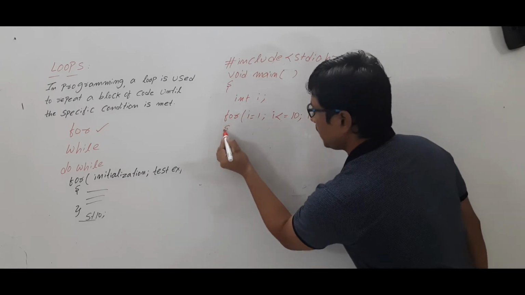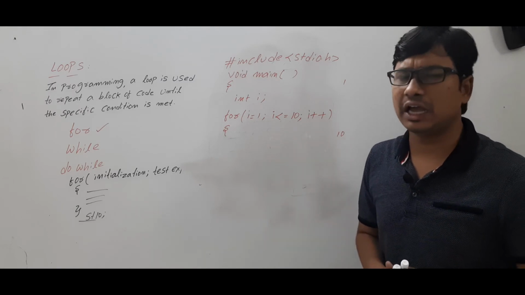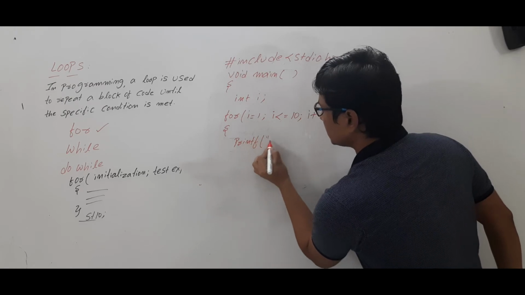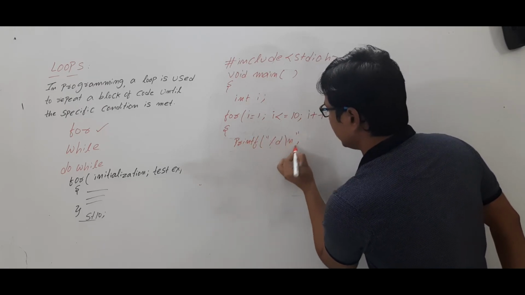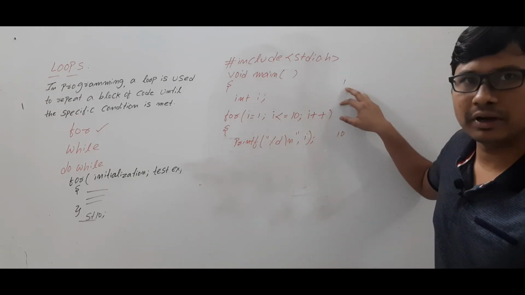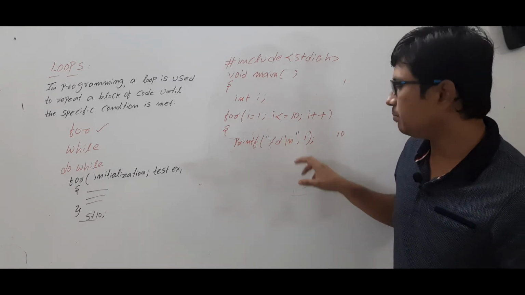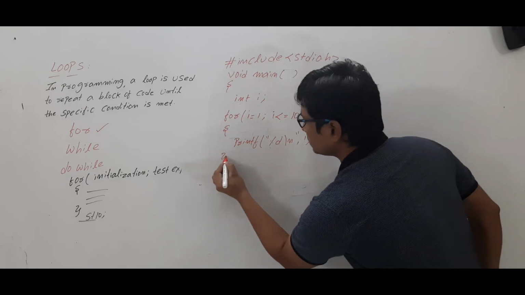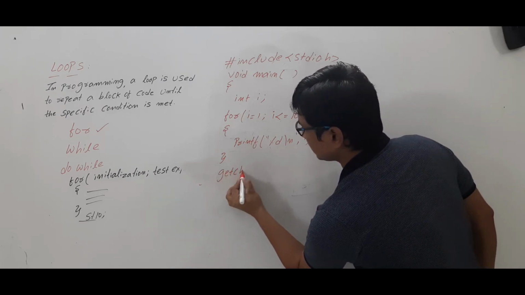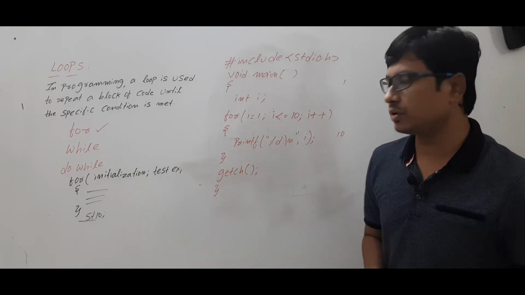Then what is the next thing I need to do? What statements do I need to execute here? Here I want to print the i value. So I need to write a printf with %d\n and the i value. Why am I writing \n? Because I want each number in a separate line. That's why I'm using an escape character, which is newline, \n. Are you able to understand? So I have done with the for loop. I will write the getch statement and close the main function. Look at how this program will work.